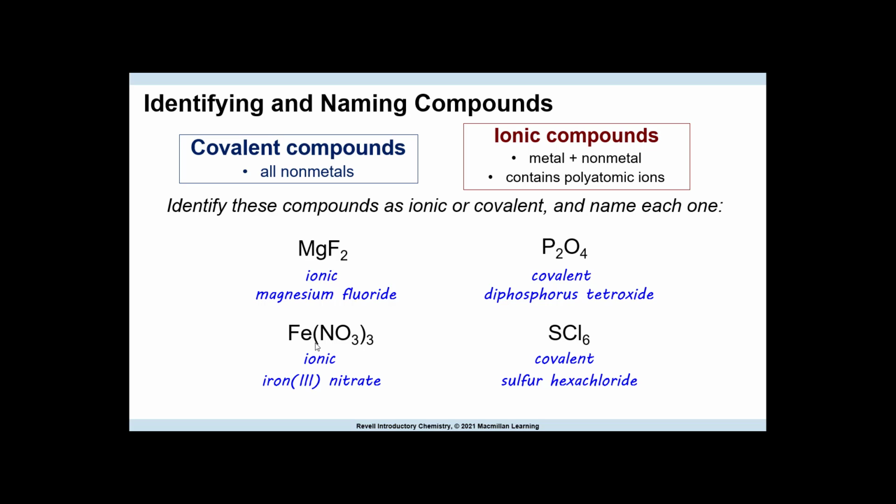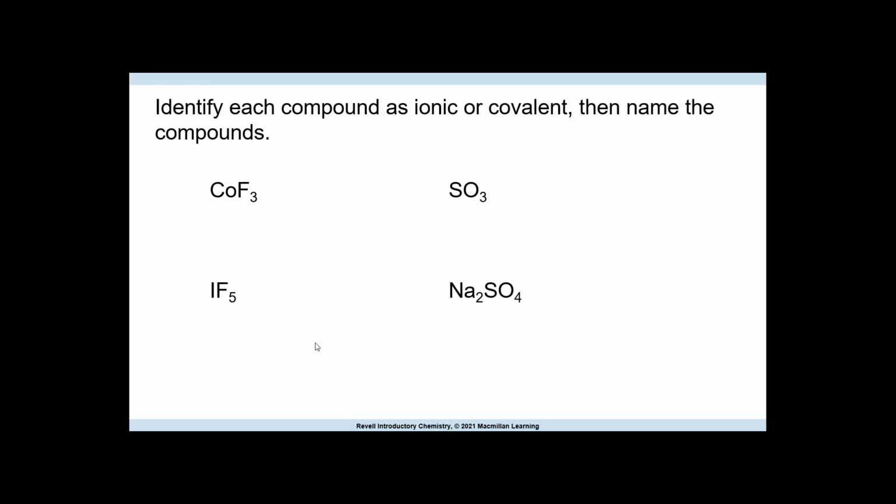SCl6, this contains only nonmetals. So it's a covalent compound, and this is sulfur hexachloride. The first element, the prefix mono, is not necessary, and we do not use it. So let's go through some of these. Identify each compound as ionic or covalent, and name the compound.